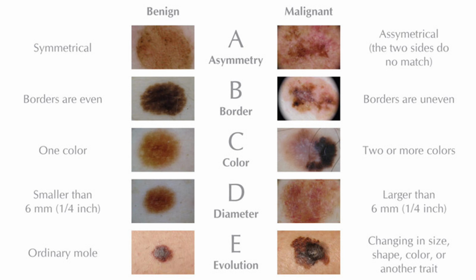And then E stands for evolution, meaning that it's changing over time. Normal moles are not going to change over time. They pretty much just sit still and do their thing. But malignancies absolutely will grow. So anything that changes in size, shape, color, or any other trait, let's say it starts bleeding or itching or anything like that, those are all reasons to go in, see a dermatologist, and probably have it removed.